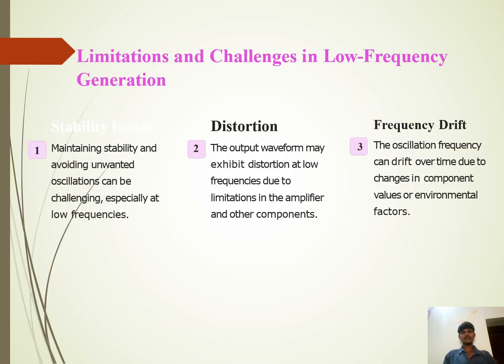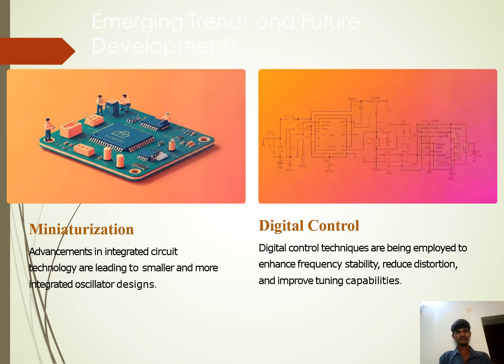Limitations and challenges in low frequency generation. Stability: maintaining stability and avoiding unwanted oscillation can be challenging, especially at low frequency. The output waveform may exhibit distortion at low frequency due to limitations in the amplifier and other components. Frequency drift: the oscillation frequency can drift over time due to changes in component values or environmental factors.